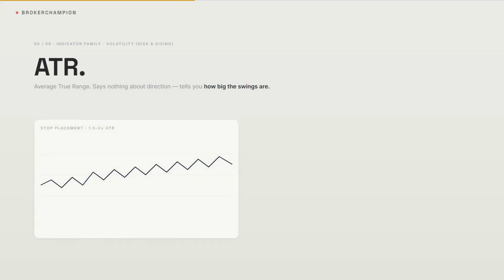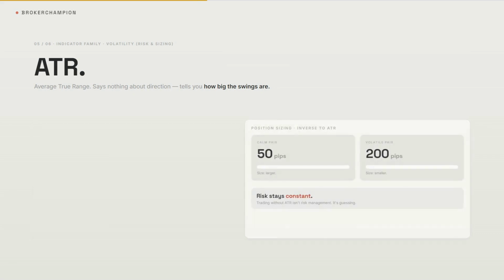Stop placement at 1.5 to 2 times ATR captures normal market noise without getting tagged out by routine moves. Position sizing scaled inversely to ATR keeps your risk constant whether you're trading a 50 pip range pair or a 200 pip range one. Trading without ATR isn't risk management, it's guessing.